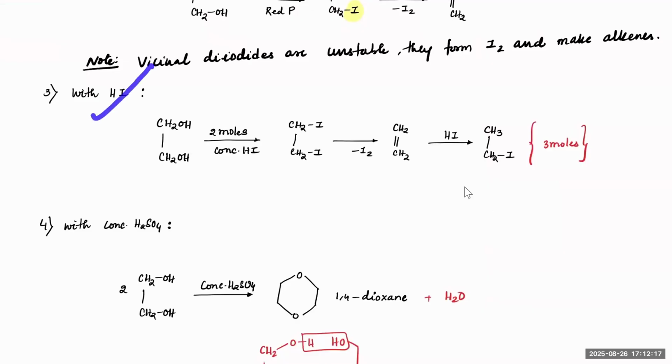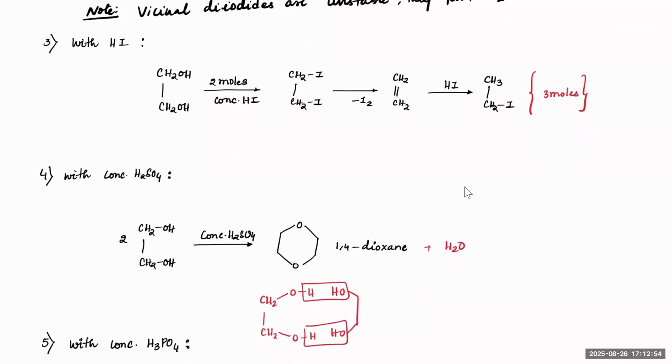Now suppose I'm adding HI. First you will add H plus here, converting into OH2 and OH2. Both are good leaving groups, they leave, and two iodines will come first. So how many moles did I consume? 2 moles. Then remove this I2 because it is unstable. Again you get an alkene. Now alkenes easily add HI. So the pi bond will attack on H plus, then I minus will attack. So you will get an iodide. So how many moles totally consumed this time? 3 moles. This question will be asked, how many moles can be consumed by diols. Okay, beta. Yes, sir.